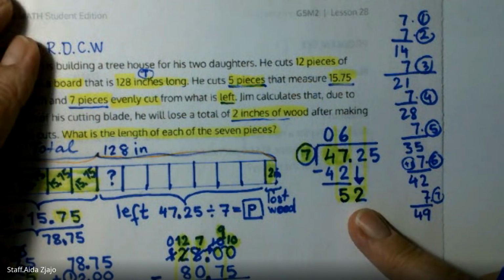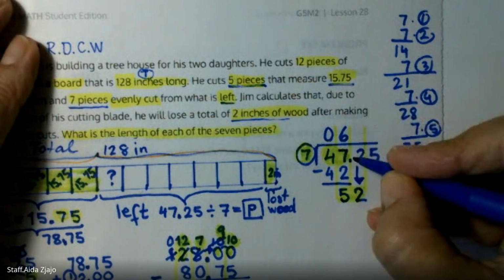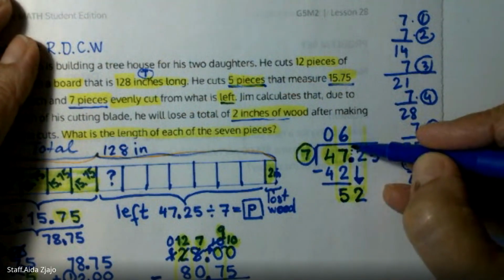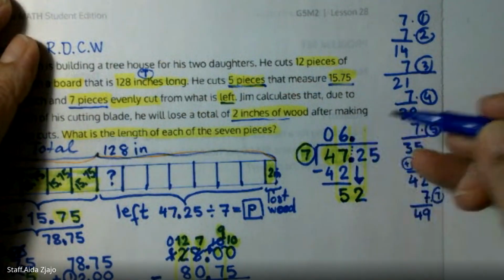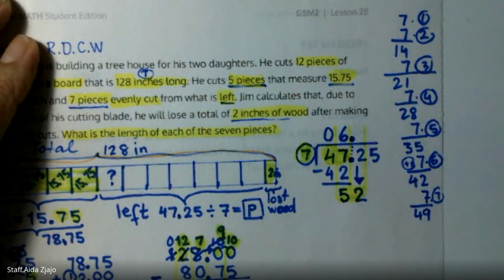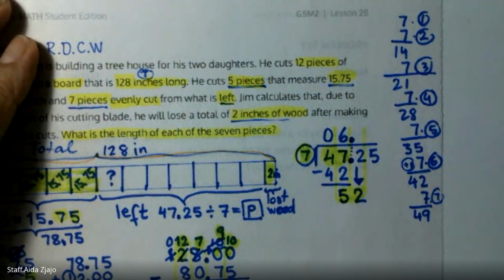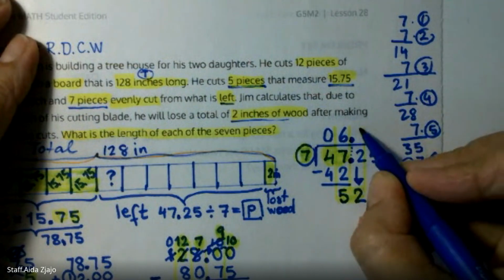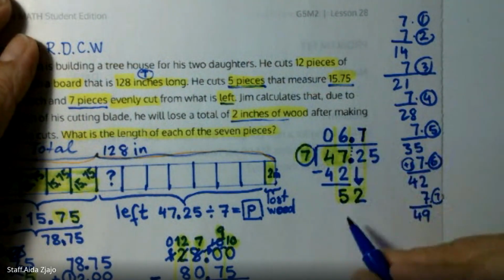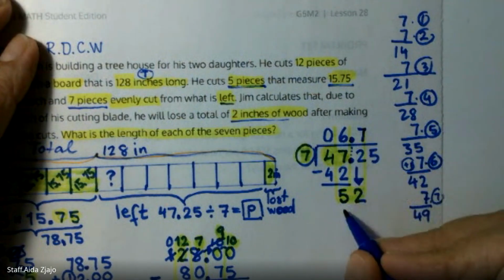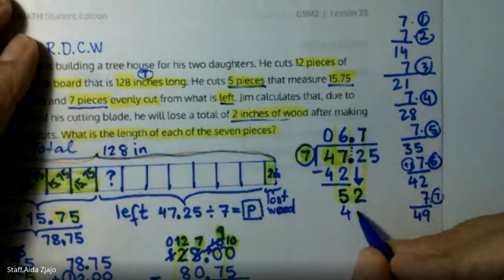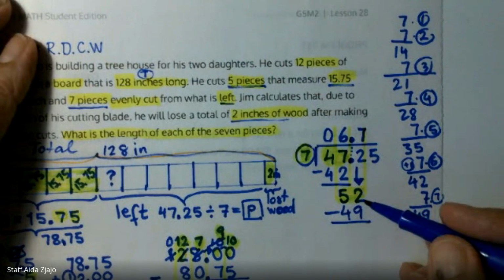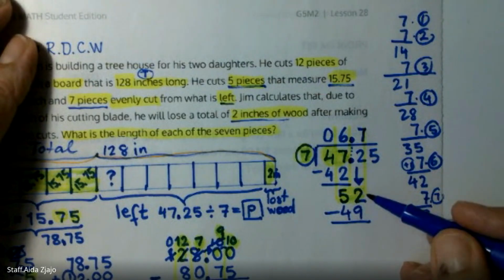So that doesn't work. But first thing is, here's the decimal. I have to place my decimal right above, so it will appear in my answer. Now there are 7 groups of 7 in 52, but 7 times 7 is 49, as you can see. Now I can subtract 9 from 2.